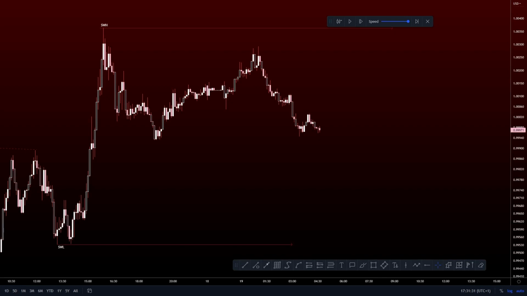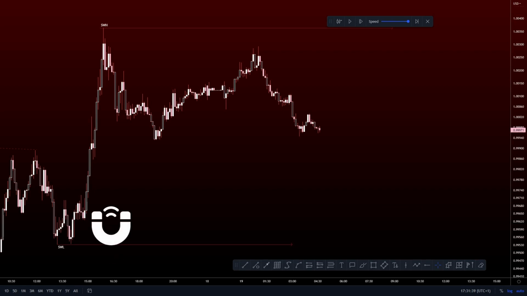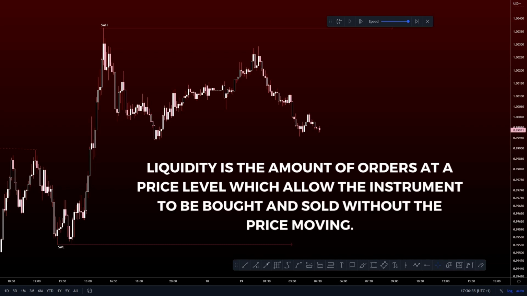Imbalance is important as this is where there are unfulfilled orders in the order book waiting to be fulfilled, and the market will be drawn back to this like a magnet simply due to market efficiency and engineered price action. Liquidity, on the other hand, is the amount of orders within an order book that allow an instrument to be bought and sold at one price without the market moving.